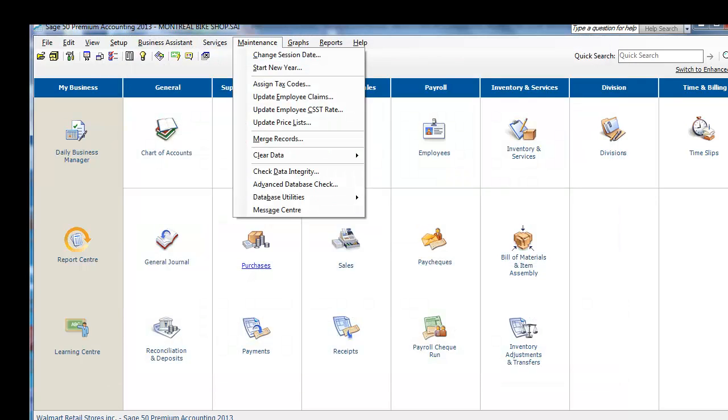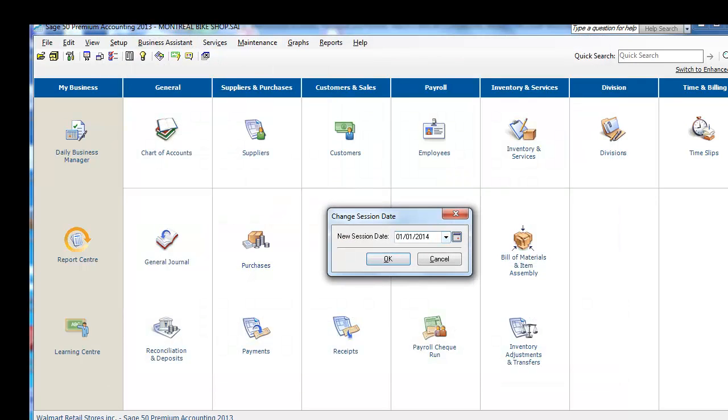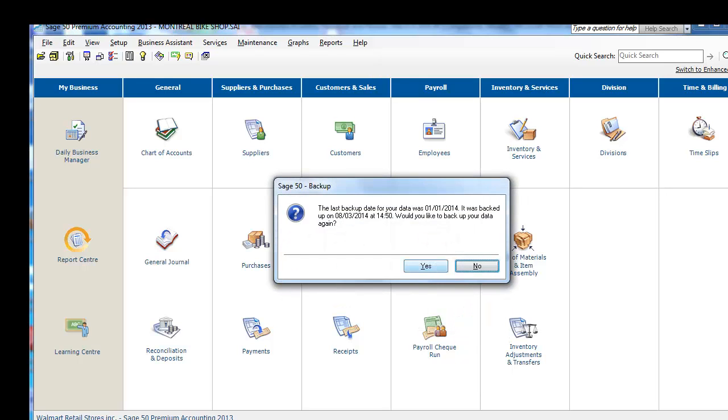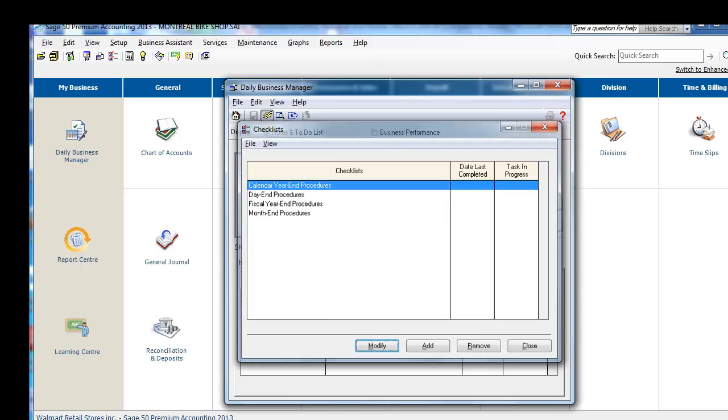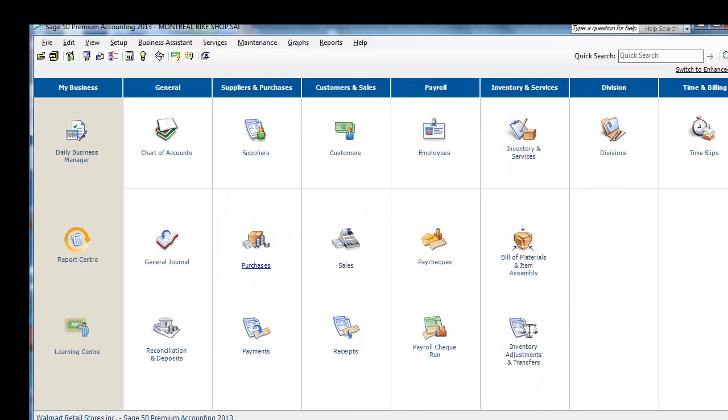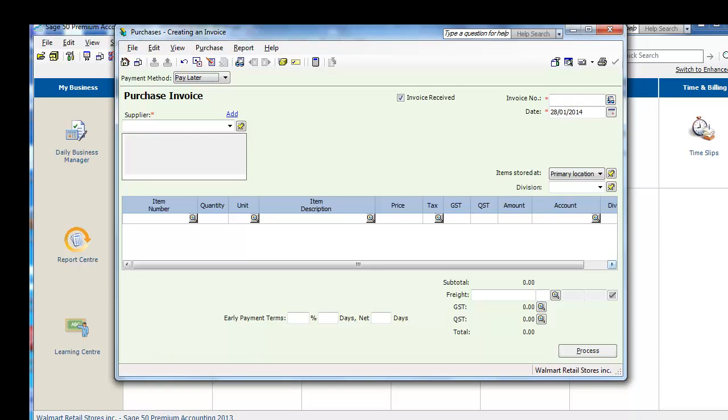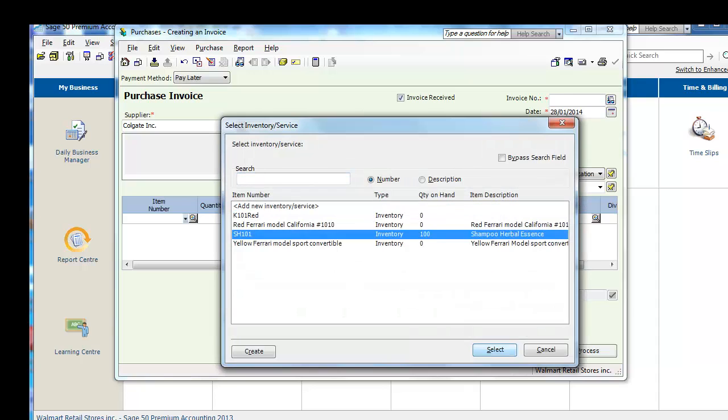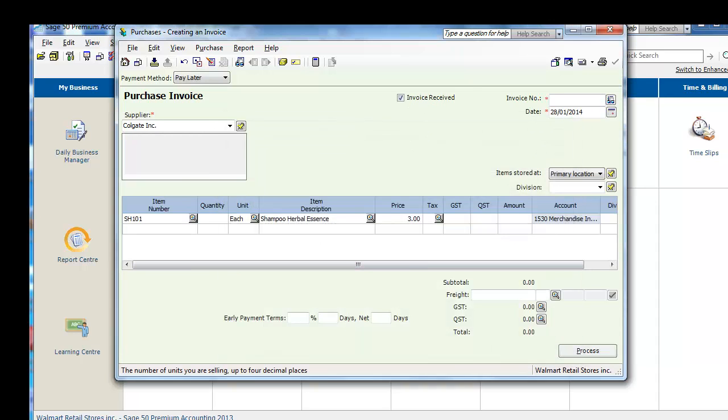Later on, we will make another purchase on January 28. And again, purchase. We're buying again from the same supplier, Colgate. This time, the same product, and I believe we're buying 150 units. The price increased to $3.50. Total purchase price of $525.